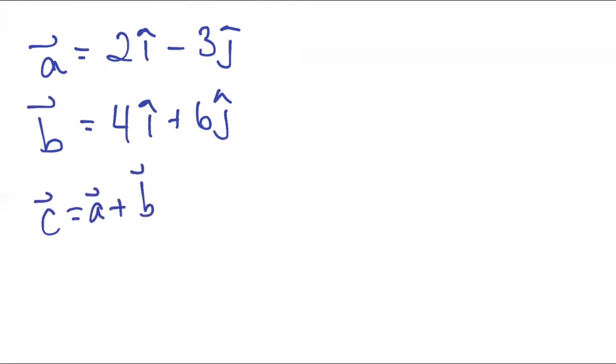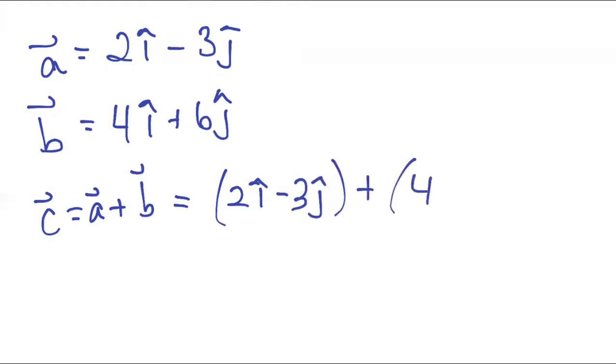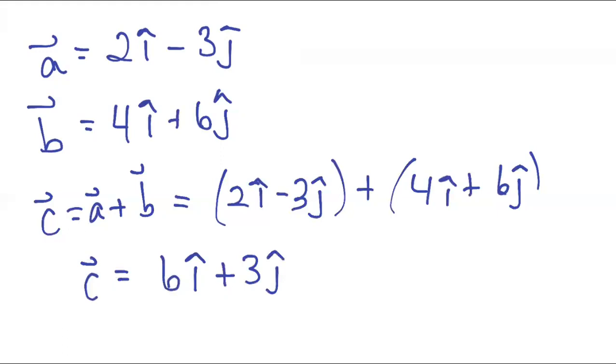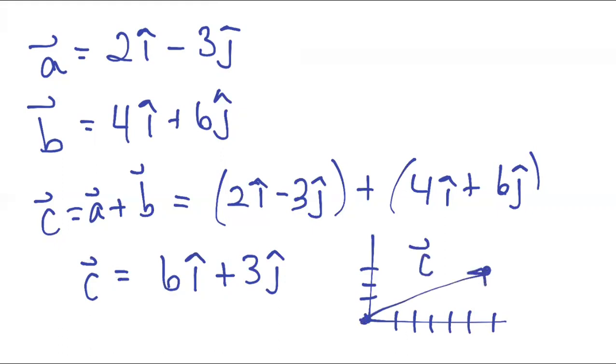If I want to find what C is, I'm going to do A, which is 2i minus 3j, plus this one, 4i plus 6j. And I'm only going to add my x and y components. So only the x components add, only the y components add. So I would get C equals 6i plus 3j, which if I were to draw that, starting at 0, 0, would be over 6 and up 3. That would be vector C here.